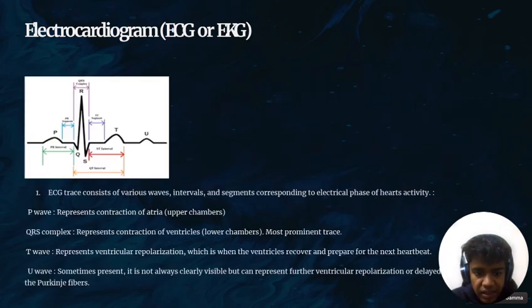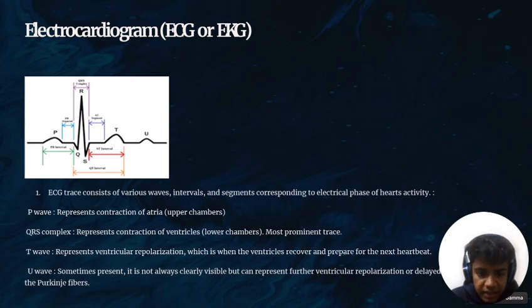So, this is an electrocardiogram trace. This contains various intervals, waves, and segments corresponding to the electrical phases of the heart's activity. First, there is the P wave, which represents the contraction of the atria, which are the upper chambers of the heart. Then there is the QRS complex, which represents the contraction of the ventricles, which are the lower chambers of the heart. This is the most prominent trace.